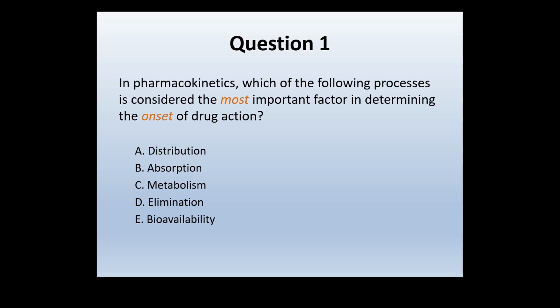Question 1. In pharmacokinetics, which of the following processes is considered the most important factor in determining the onset of drug action? Option A. Distribution. Option B. Absorption. Option C. Metabolism. Option D. Elimination. Option E. Bioavailability.